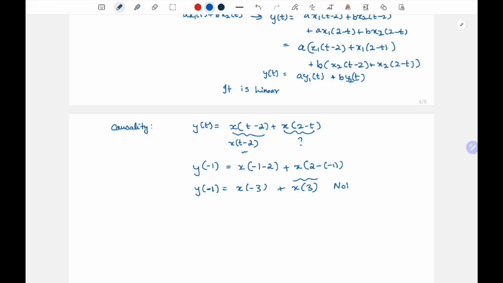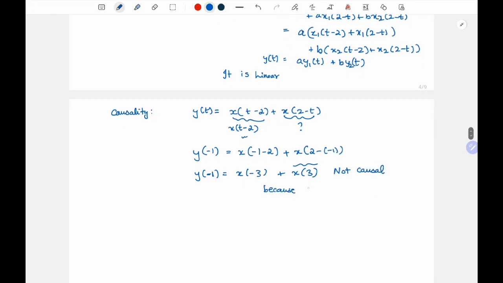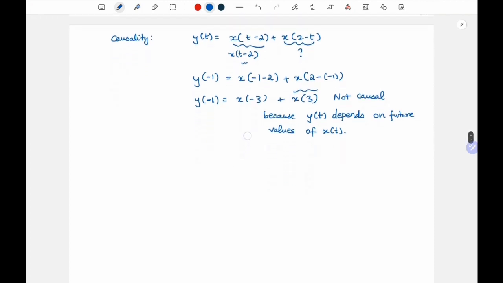So this is not causal because y of t depends on future values of x of t, right? Okay, then stability. So stability, what did we say? Bounded input should give bounded output. So this is called as BIBO.